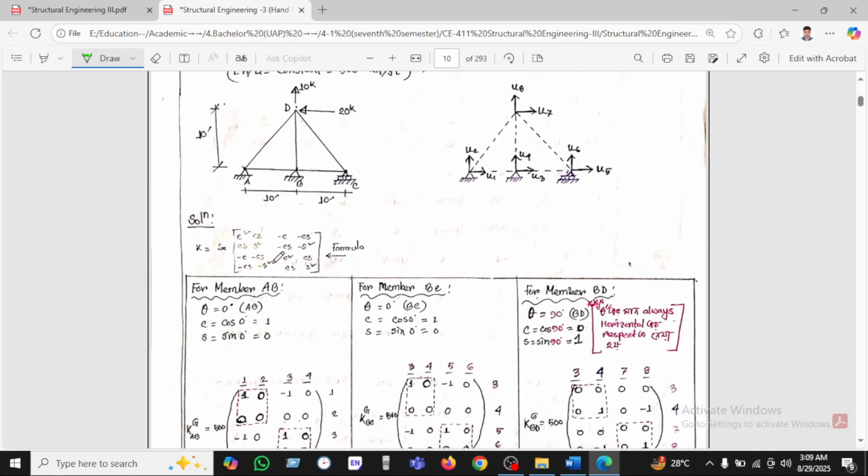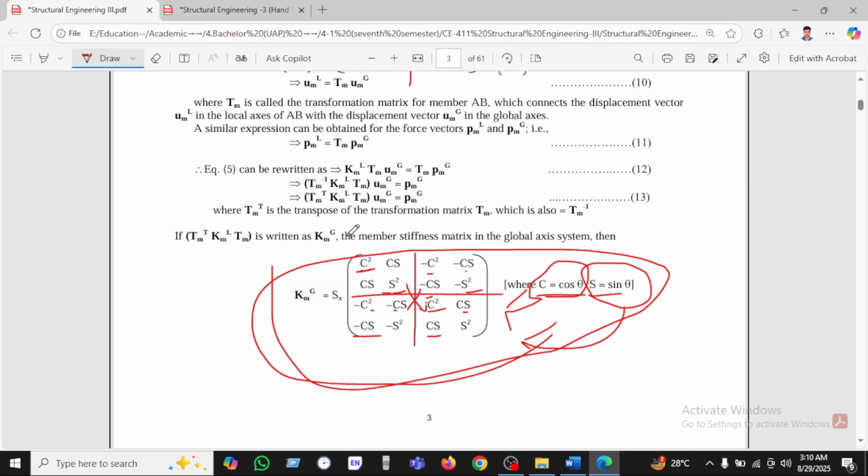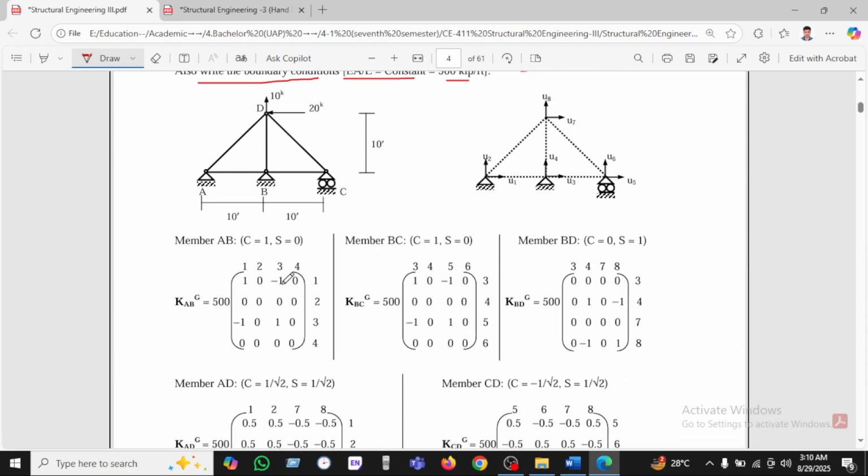Okay. So our formula is C square, CS, S square. These are the formula, so we must keep this formula in memory: C square, CS, S square. So member AB, this is the member AB. So C square is 1, S square is 0.